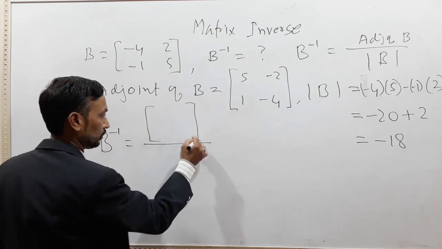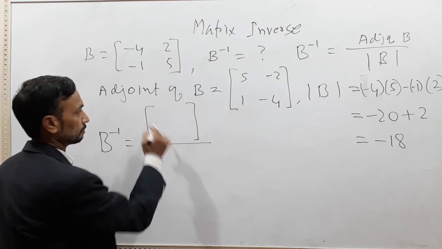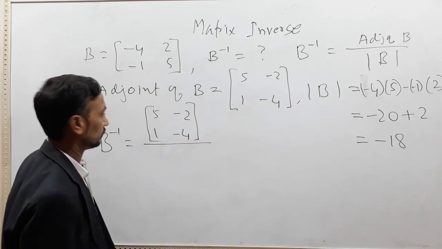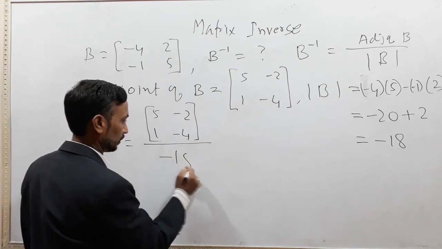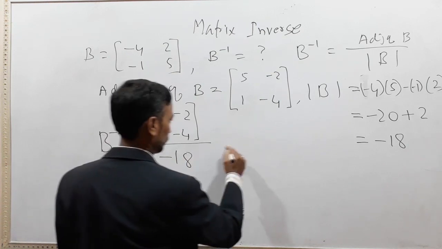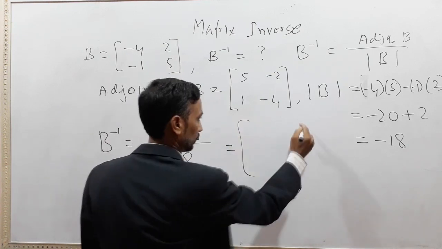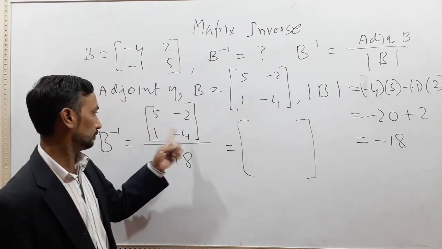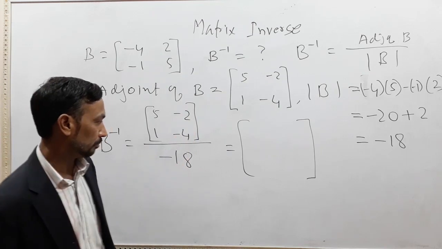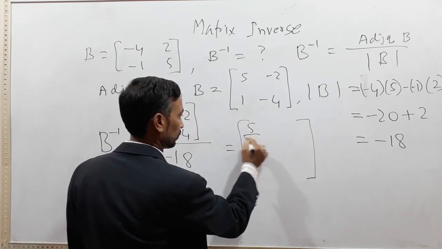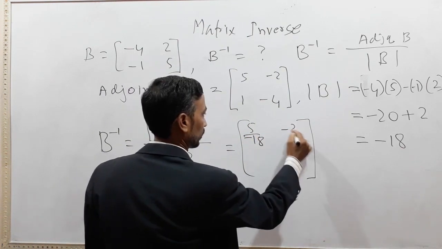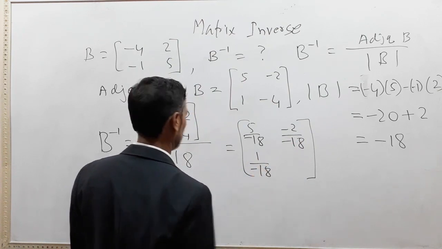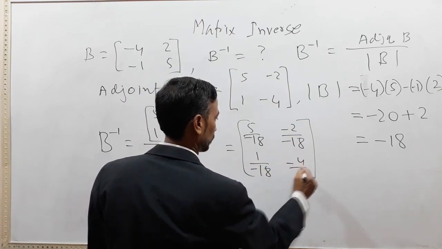The value of the adjoint is 5, minus 2, 1 and minus 4, and the determinant is minus 18. Now each element present here will be divided by minus 18. So 5 divided by minus 18, minus 2 divided by minus 18, 1 divided by minus 18, and minus 4 divided by minus 18.